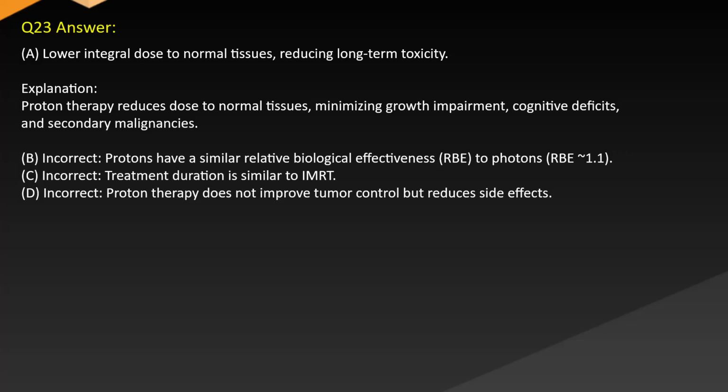Explanation: Proton therapy reduces dose to normal tissues, minimizing growth impairment, cognitive deficits, and secondary malignancies. B. Incorrect. Protons have a similar relative biological effectiveness, RBE, to photons, RBE 1.1. C. Incorrect. Treatment duration is similar to photons. D. Incorrect. Proton therapy does not improve tumor control but reduces side effects.